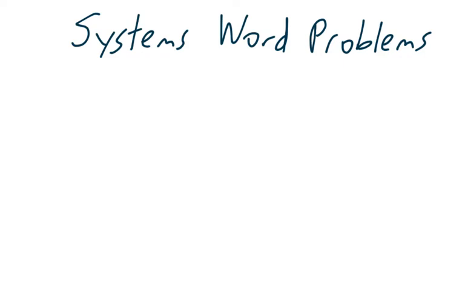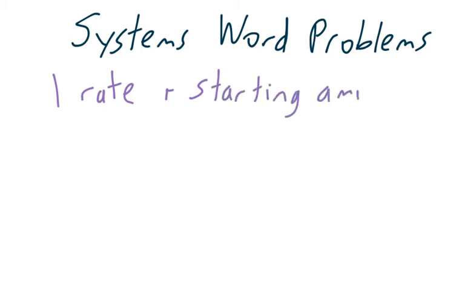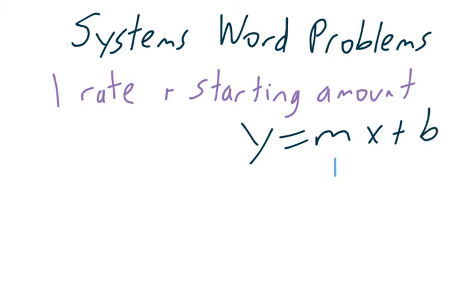All right, for systems of equations for word problems, if we have one rate and a starting amount, then it's going to be in slope-intercept form, which is y equals mx plus b. And our rate is our slope, and our b is our y-intercept, or our starting amount. And some words that tell us about rate, you'll often see the word per. That indicates that there's a variable after that, which means that's our rate.